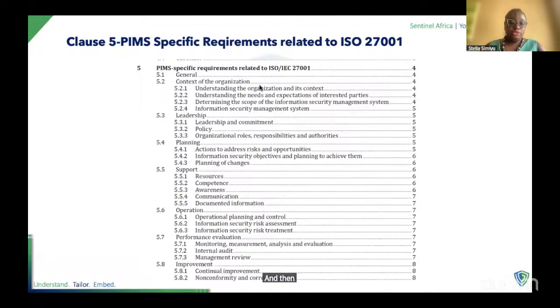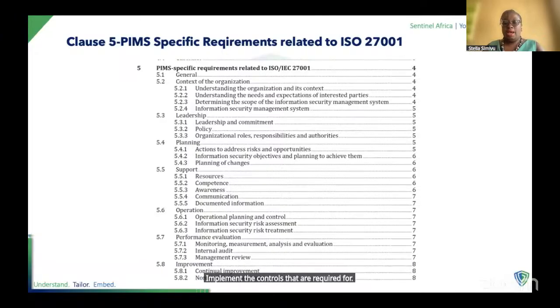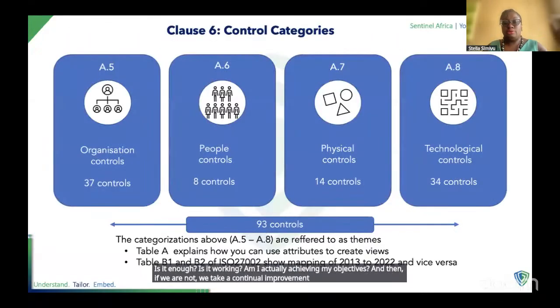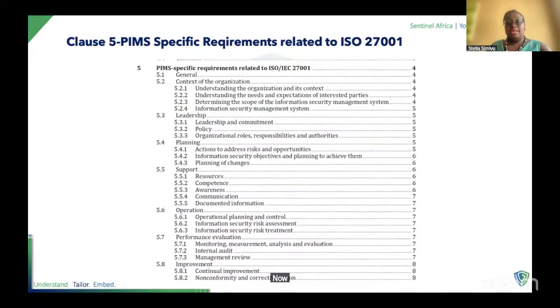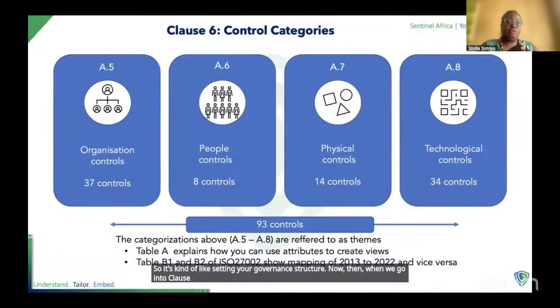And then we will go to the operational planning and control, where we are going to implement the controls that are required for the PIMS. And then we go into performance evaluation, which is more about saying, I have done all this from 5.2 up until 5.6. Is it enough? Is it working? Am I actually achieving my objectives? And if we are not, we take a continual improvement methodology. Now, these are what you call the strategic requirements of ISO 27001. It's kind of like setting your governance structure. Now, when we go into clause 6, it will give you a control framework.